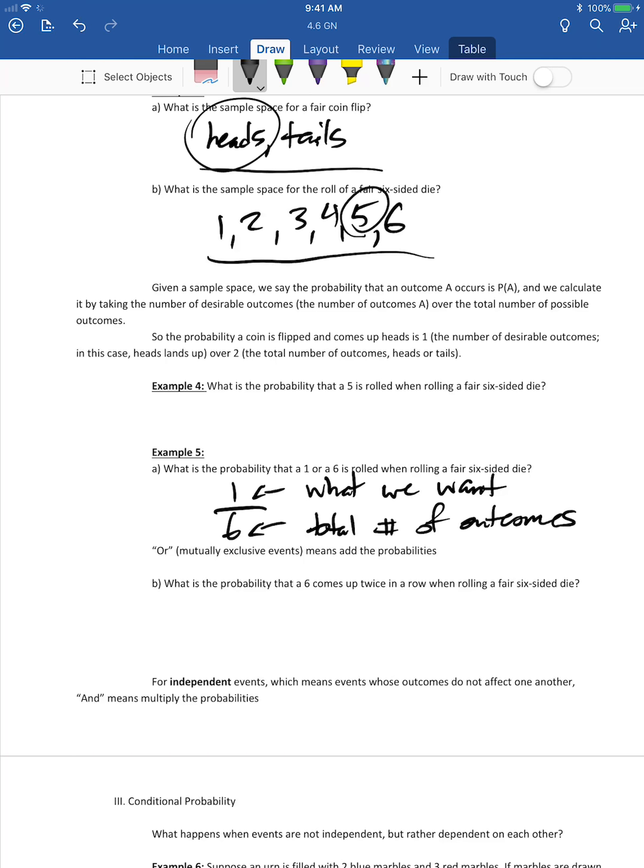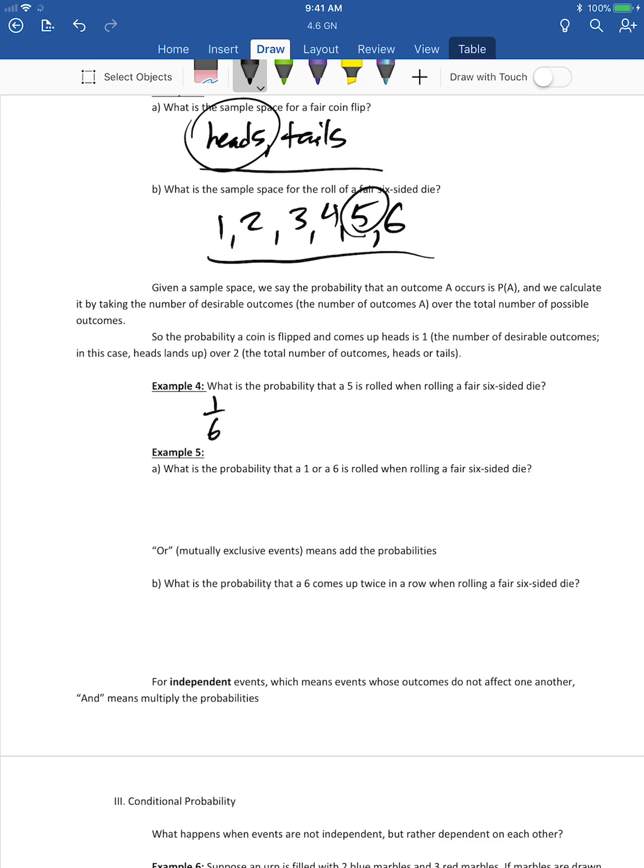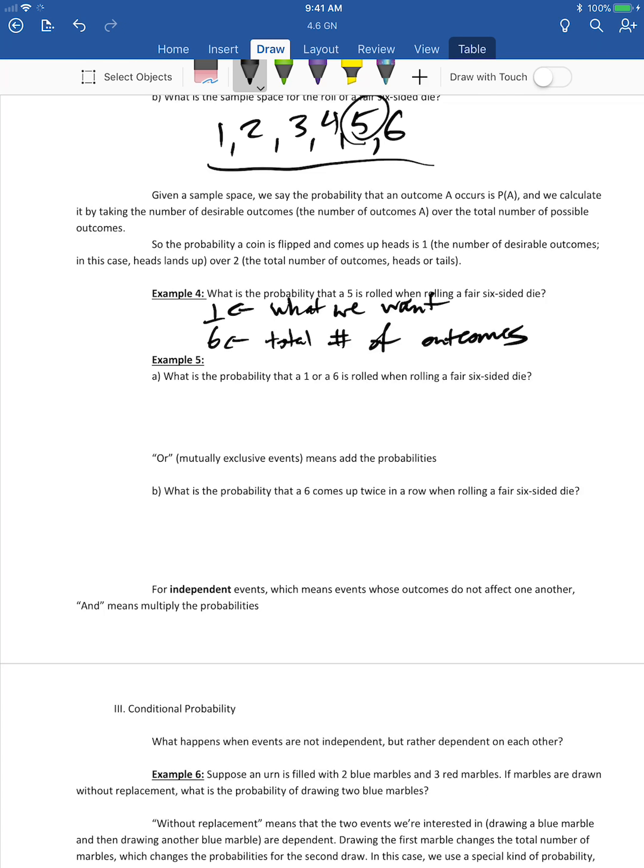Oh, I wrote that in the wrong spot. So sorry. 1 over 6. 1 is what we want. 6 is the total number of outcomes. Apologize again. Got a little ahead of myself. I'm so excited by probability.